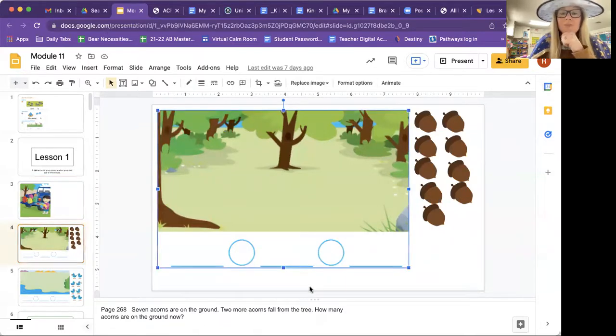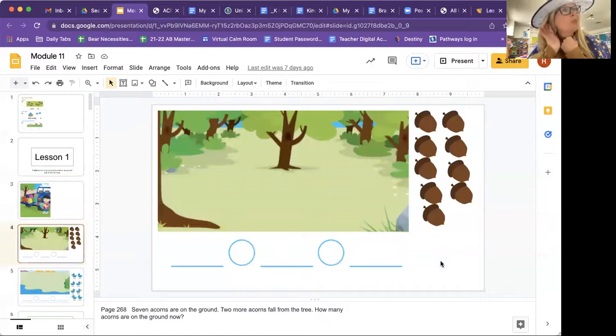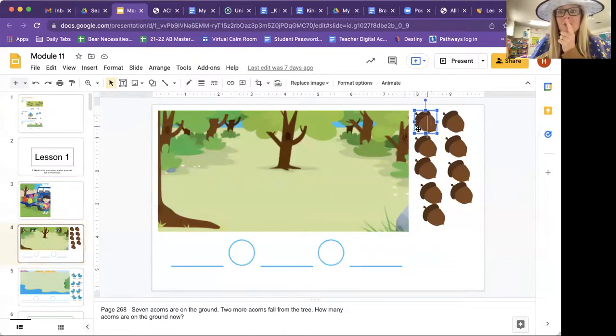I'm going to read it to you. 7 acorns are on the ground. Did you hear a number? 7 acorns are on the ground. 2 more acorns fall from the tree. How many acorns are on the ground now? Well, this looks like a very nice forest. And I know kindergartners love finding acorns here at school.